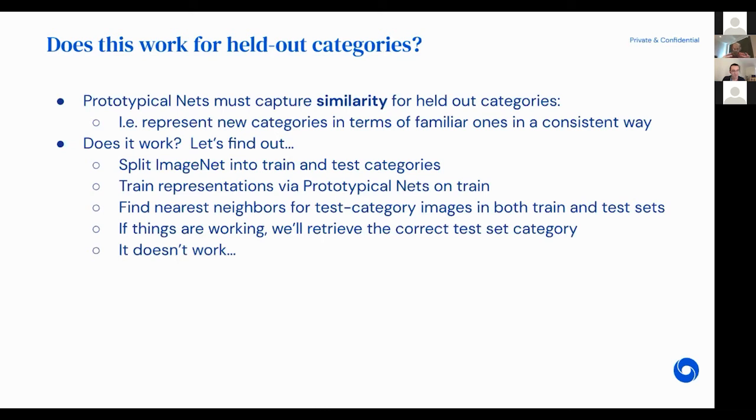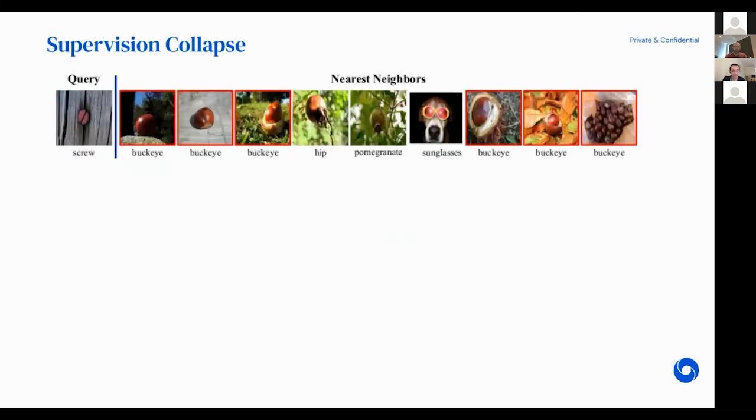And not only are the retrievals pretty close to random for test images, we see some pretty strange patterns. So for example, this screw has retrieved a bunch of buckeyes as its nearest neighbors. And I should point out that there are plenty of screws in this retrieval data set that it did not find.